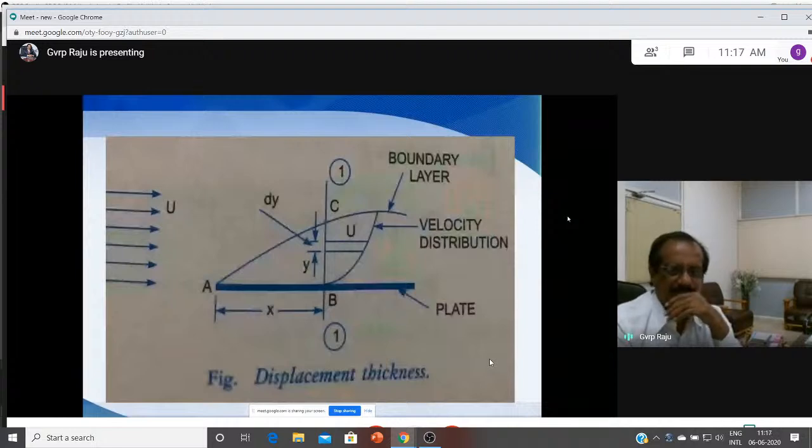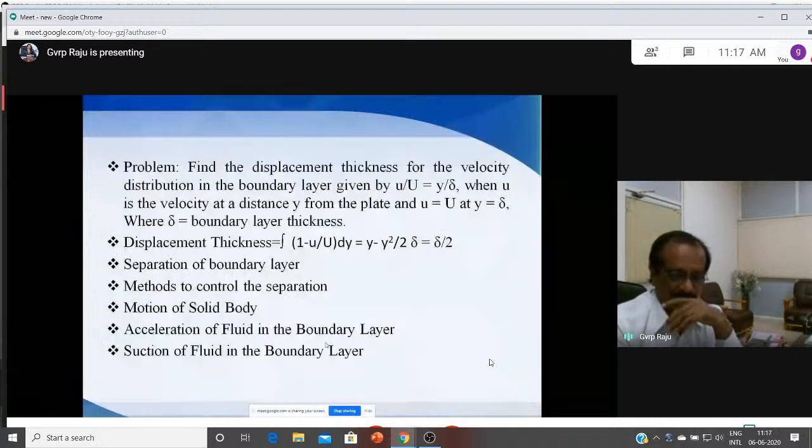Methods to control the separation: motion of solid body, acceleration of fluid in the boundary layer, and suction of fluid in the boundary layer.